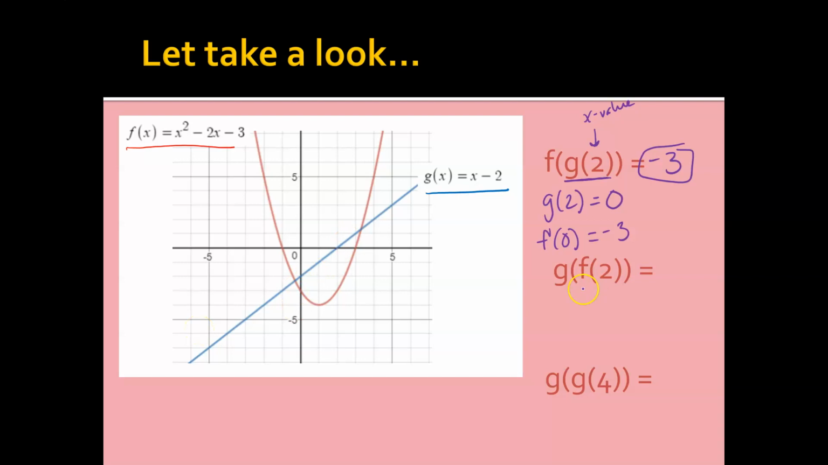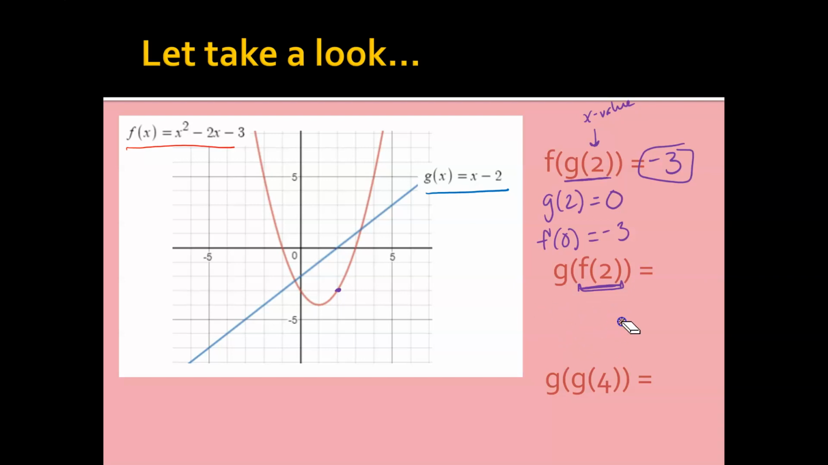The first one I need to find is f of 2. That's saying on the f graph, when x is 2, what is y? The f graph is red. So when x is 2, which is right here on the red graph, that's negative 3. You see that? So I can replace that with negative 3, and I'm left finding g of negative 3.